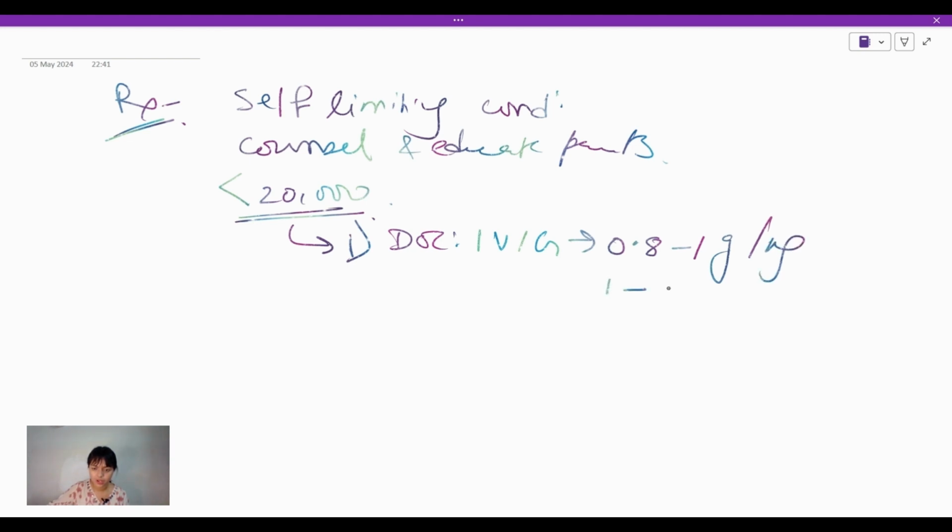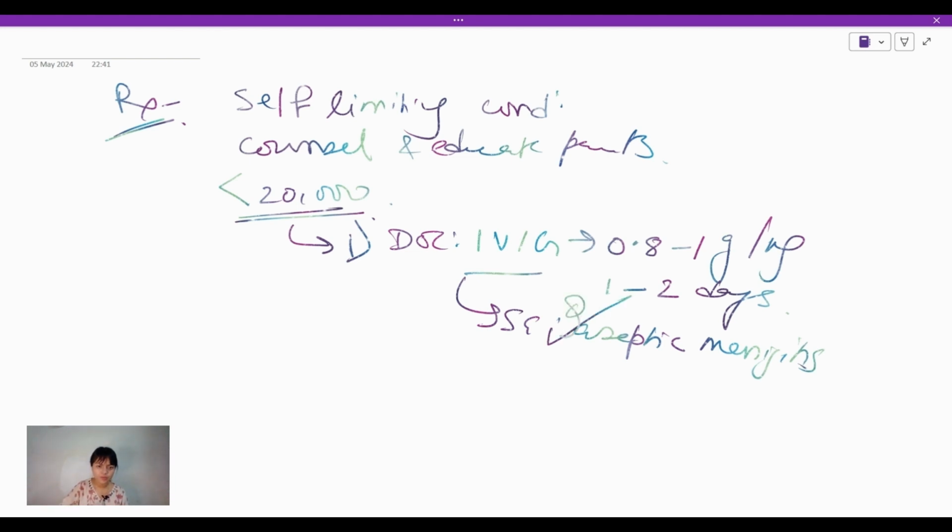You can give it over 1 to 2 days. Okay, and what is the side effect of IVIG? Many a time it is asked in NEET PG as an MCQ also. You just need to remember one thing, that is aseptic meningitis. Clear? Now, moving on to the second line of treatment.